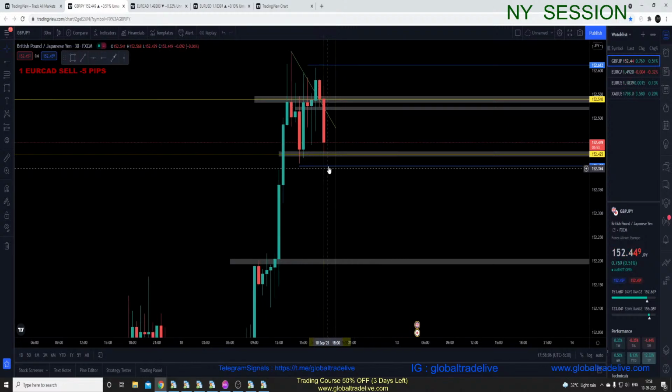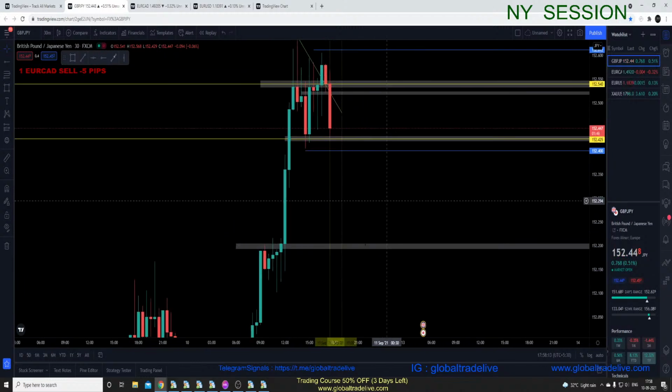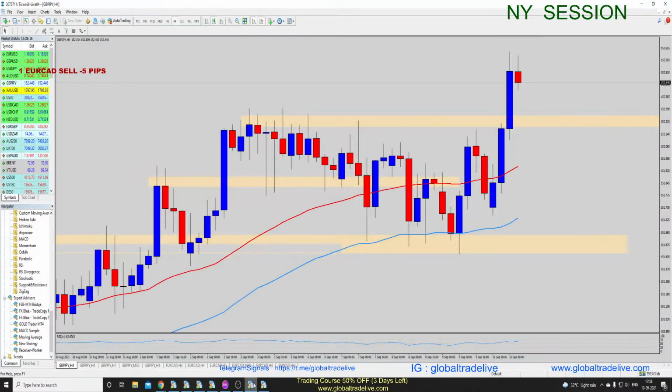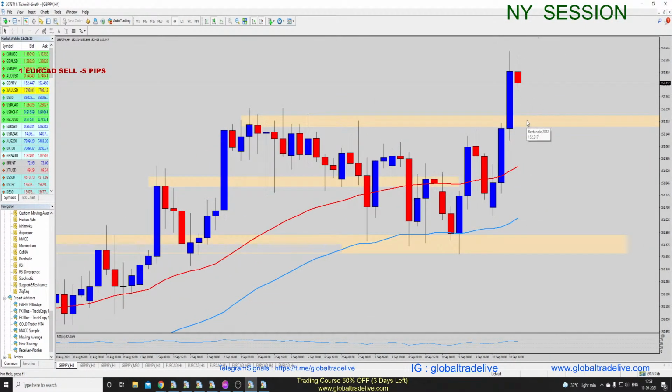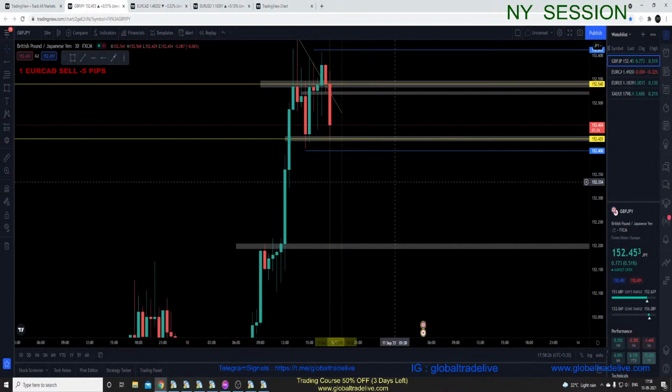But make sure that you close everything on this level over here, because beyond this level GJ cannot go. At least I don't think that it will be going beyond this level, because I think it will come down to this level, create a support, move up, test its own high and break its own high and move up. So that's what I think.